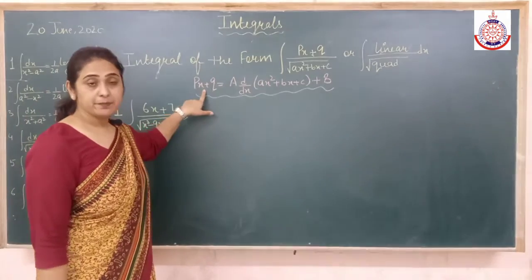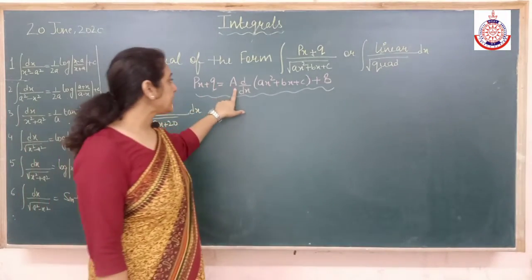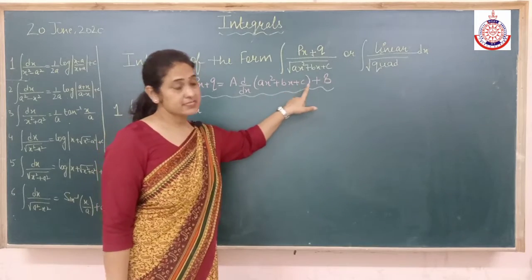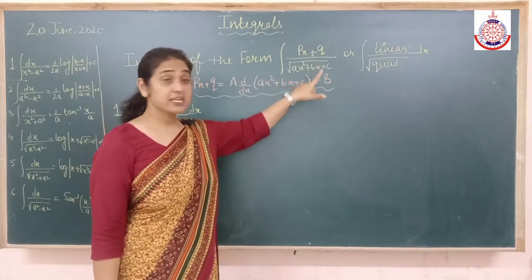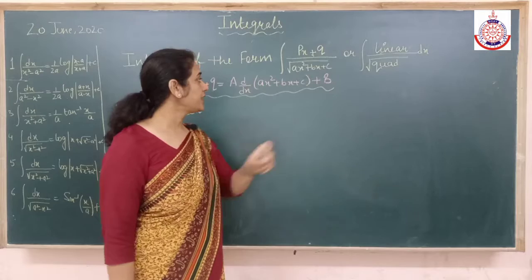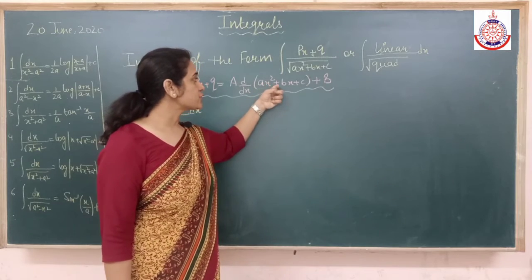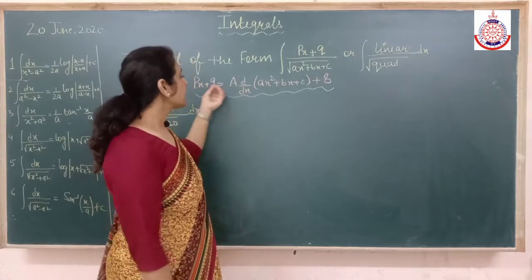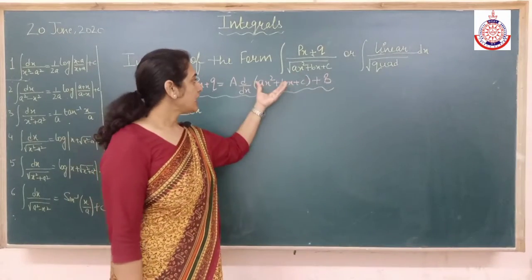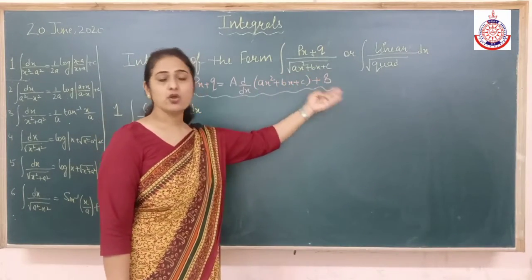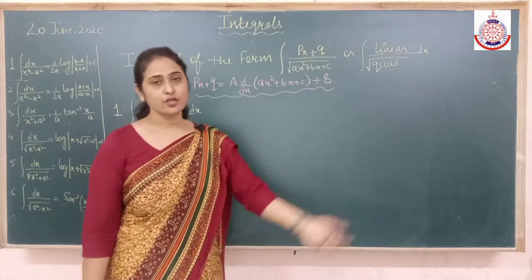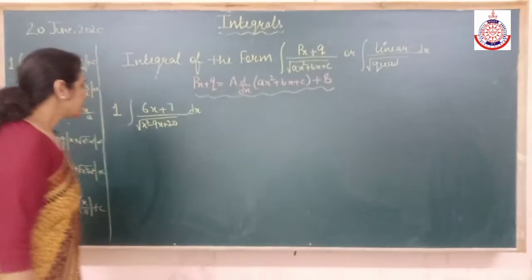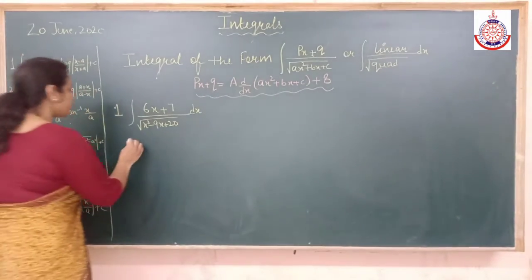The numerator px plus q will be written as a into differentiation of ax square plus bx plus c, ax square plus bx plus c, not with the under root, plus b. I have to split the numerator in such a way that one becomes its differentiation and the other is 1 upon quadratic in under root and we will solve it as we usually do. Fine. So let's start with this question.